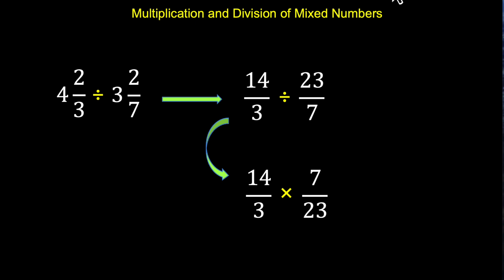At this point, we have two fractions multiplied together. To get the final answer, you need to multiply the numerators and then the denominators together. So we have 98 over 69, our final answer.